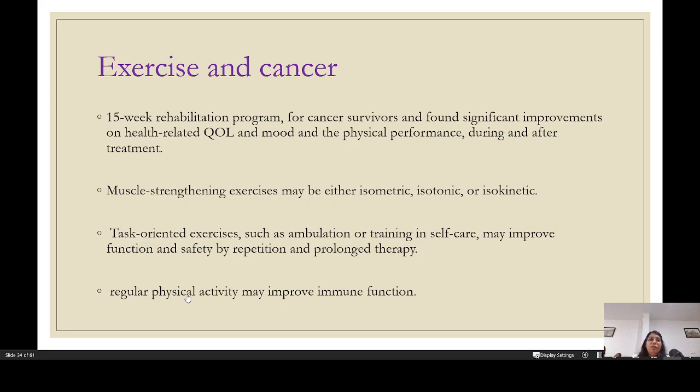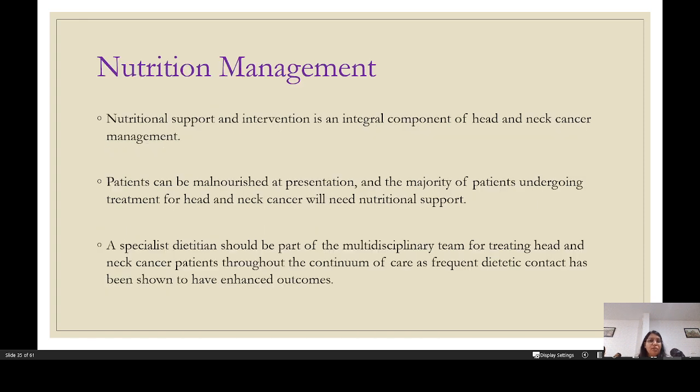A 15-week rehabilitation program for cancer survivors found significant improvement in health-related quality of life, mood, and physical performance during and after treatment. Muscle strengthening exercise may be isometric, isotonic, or isokinetic. Task-oriented exercise such as ambulation or training in self care may improve function and safety by repetition and prolonged therapy. So next is nutritional management.